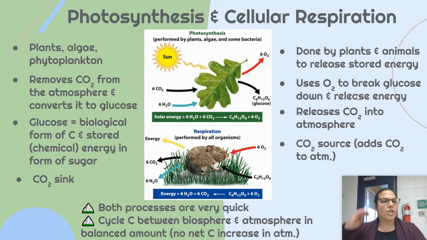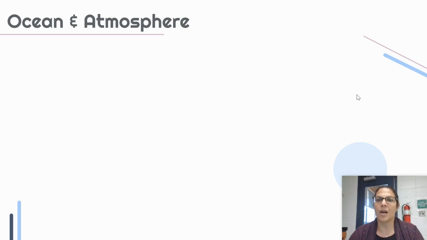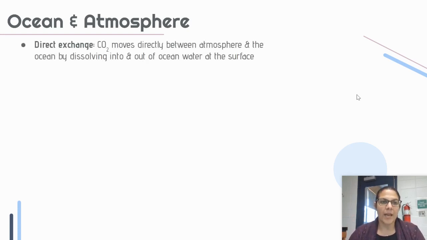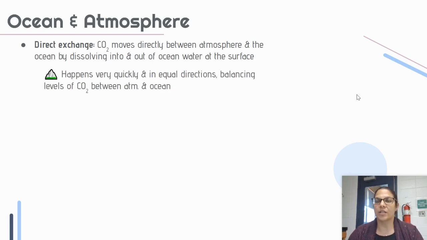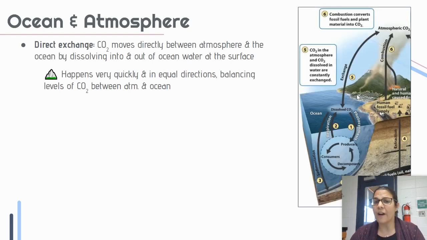So there's really no net increase in the atmosphere, even if you're thinking, well, now we have 7 billion people and there were more people than there were last year, so we're putting more carbon into the atmosphere. It's negligible because of the process of photosynthesis. In the ocean and the atmosphere, you have that direct exchange of carbon dioxide. It happens very quickly in equal directions, and it balances levels of carbon dioxide between the ocean and the atmosphere.